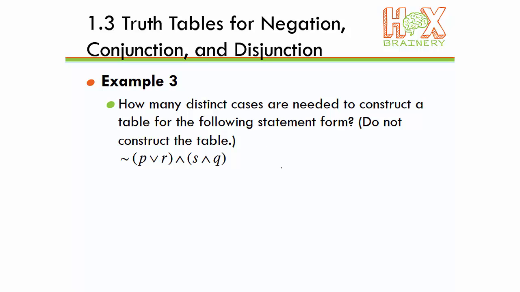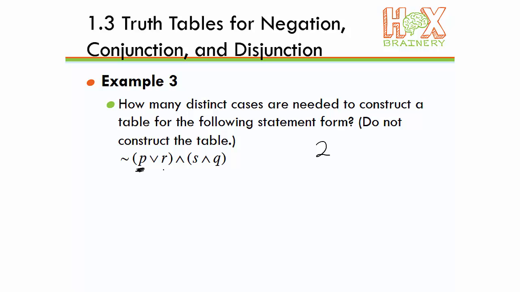Example 3. How many distinct cases are needed to construct a truth table for the following statement form? We're not actually going to construct the table, but if we were going to, how many cases would we need? So our formula tells us you're going to have the number 2, and then the exponent on the 2 is going to be the number of distinct simple statements in the statement form. So you're just going to count up the distinct simple statements in your form.